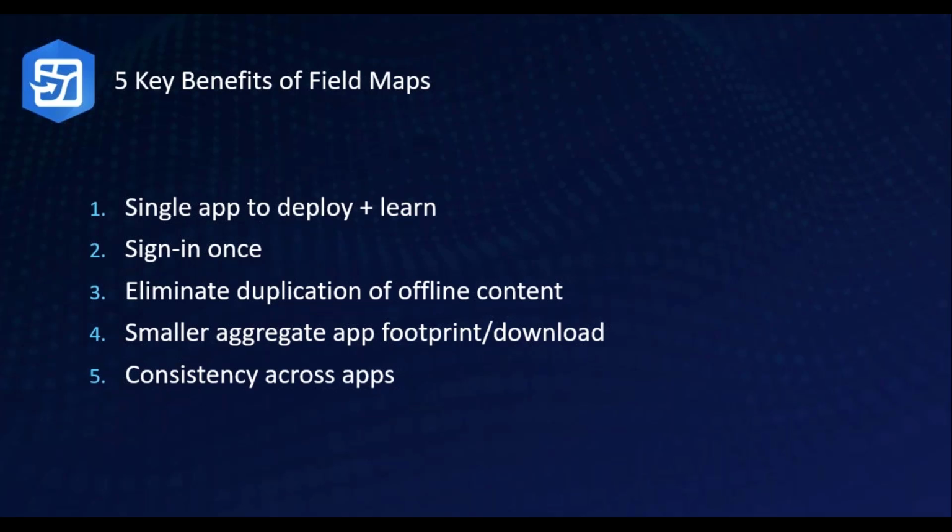So this is going to eliminate duplication of offline content and roll straight into number 4, a smaller aggregate app footprint download. So less apps, less memory consumed, right? But also, as we talk about those mobile map packages, you're not having to download and store a map package for Navigator and a map package for Collector and a map package for Explorer. You're only having to do it once. So it's going to be great for your hard drive space. And number 5, this helps us really provide consistency across our apps. So when we have these apps incorporated in one place, we can provide nice continuity and a really great user experience that's consistent.